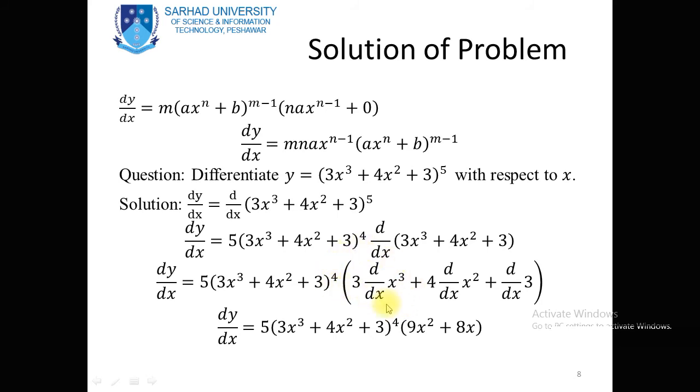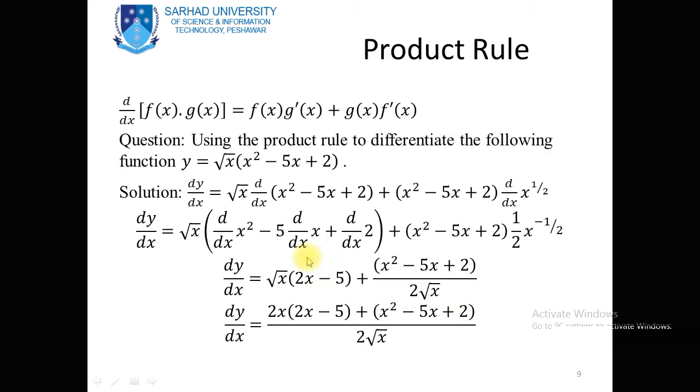3 times 3 is 9 x square, and 2 times 4 is 8x. Now, the product rule. The derivative of the product of two functions f and g is equal to the first times the derivative of the second plus the second times the derivative of the first.